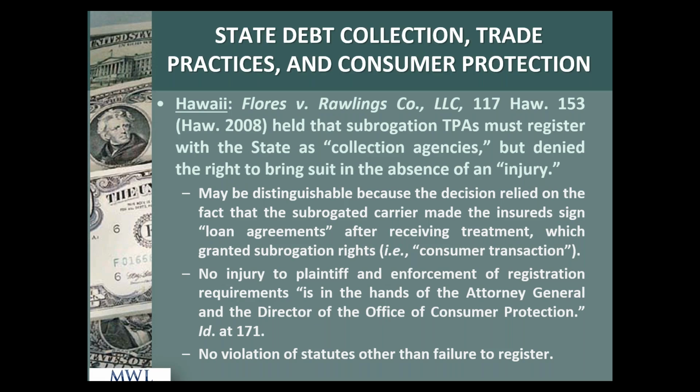And the court here said, well, we think this is a consumer transaction, and therefore the collection agency law should apply. And they found that there was no injury to the plaintiff, despite the fact that they had to engage an attorney, that they maybe did a credit check or something like that. They just said that the way our act works here, we don't have a cognizable injury to enforce. So essentially, even though the TPA should have registered and didn't, enforcement of this is really in the hands of the Attorney General and other consumer protection people in the Hawaii state government. And there was no other violation other than the fact that they just didn't register.